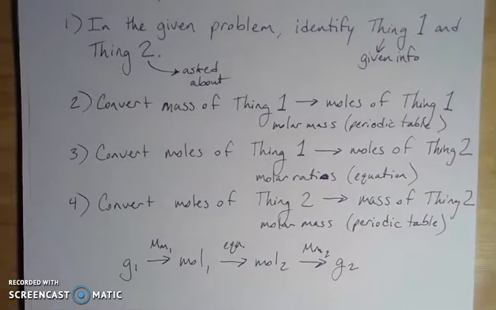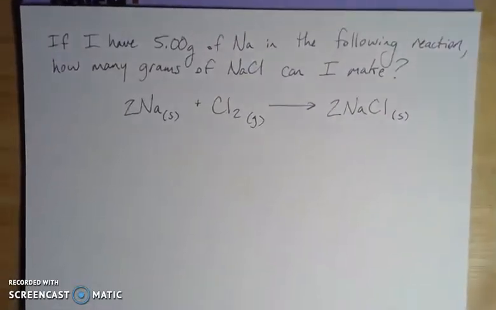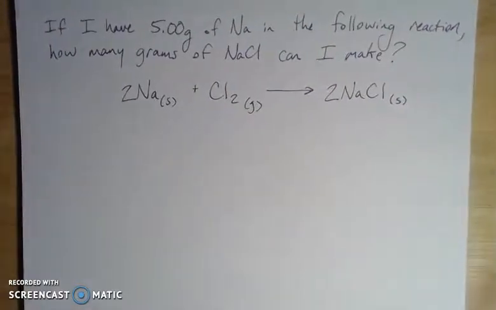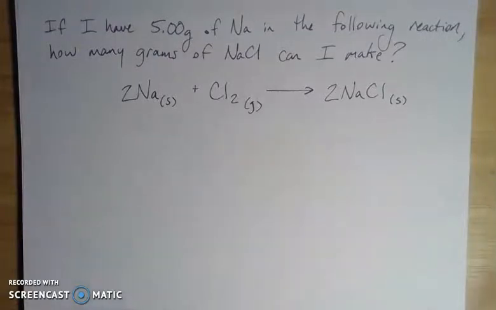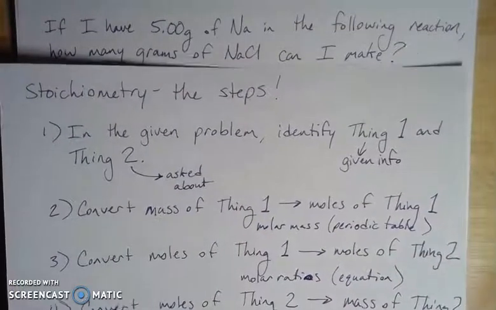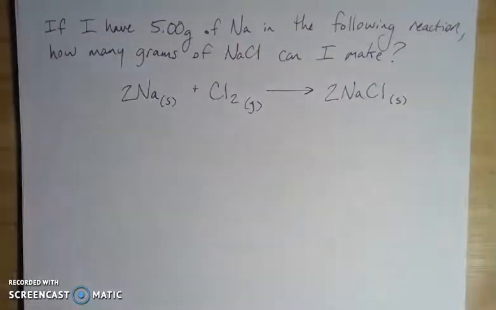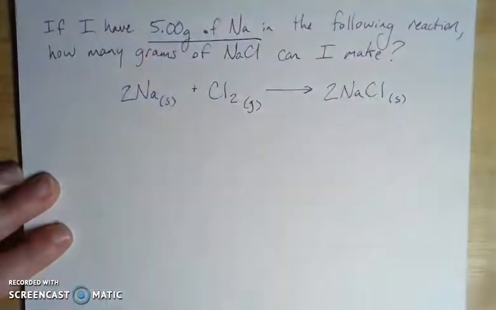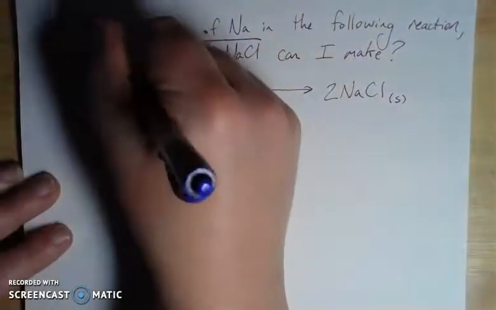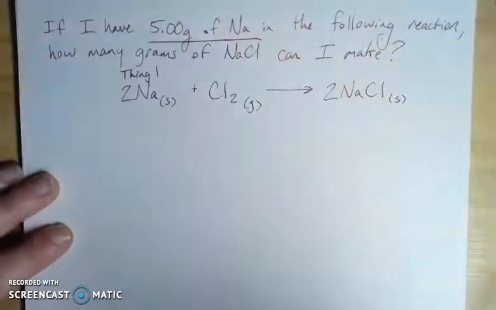Now let's go back to our problem. So if I have those 5 grams of sodium, and here's my reaction. We balance the chemical process. Now our first step is going to be to identify thing 1 and thing 2, right? So that's going back to our steps here. We're going to ID thing 1 and thing 2. We said that thing 1 is the thing that we're given information about. So that's going to be this guy. So 5 grams of sodium. That means this is my thing 1.